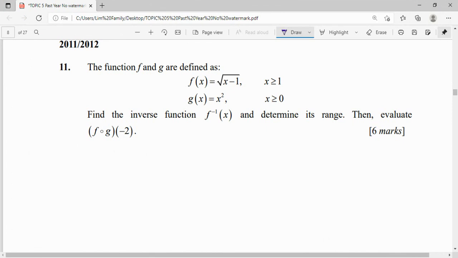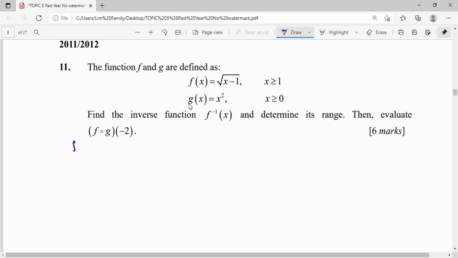For question 11, given that we have a square root function and a quadratic function, both of them have a restricted domain: x is greater than or equal to 1 for the square root function, while for the quadratic they're only taking the right-hand side part, x greater than or equal to 0. So for the first task, we're going to find the inverse function, then state its range, and evaluate the composite function fg(-2).